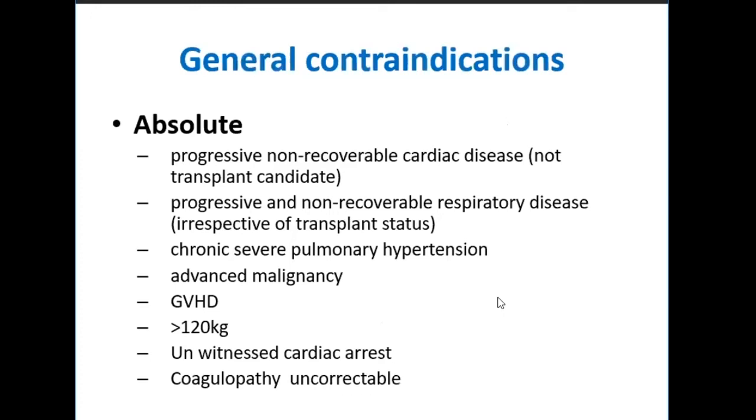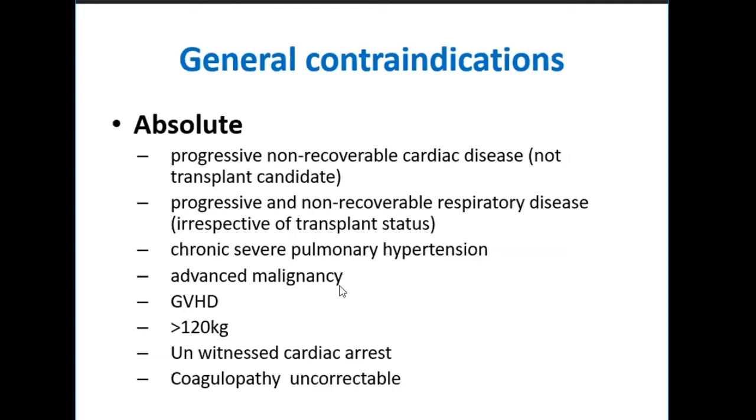It is very important to understand what the contraindications are. I have divided them into absolute and relative contraindications. If the patient has progressive cardiac disease with no chance of recovery and is not a candidate for transplant, either heart or lung, this is a contraindication. Again, if the patient has progressive disease irrespective of transplant status, this is also a contraindication. A patient with chronic severe pulmonary hypertension and no plan for transplant is again a contraindication.